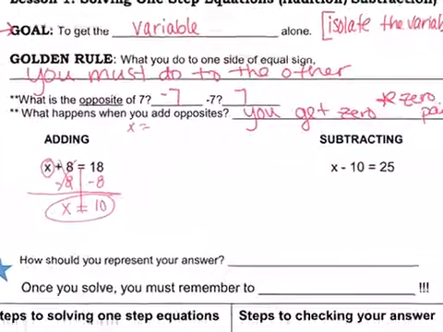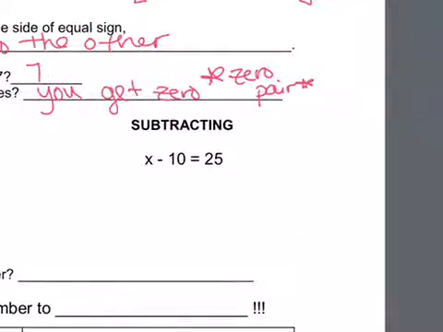Okay, and let's try subtracting. So circle a variable, draw a line down from the equal sign. Now this is the opposite of addition. So we have a -10. To get rid of that, we need to add 10 to that. That cancels out. And because we did that on the left, we have to do it on the right. And we have x is equal to 35.